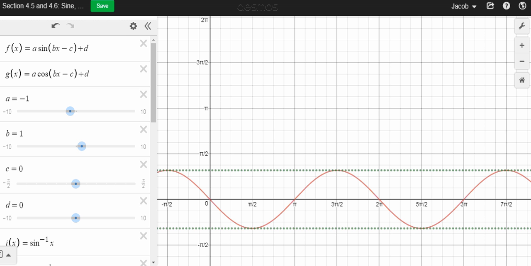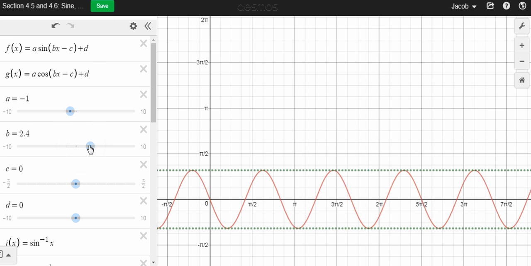Well, we've done translations. We've moved it up and down, right? We did the vertical translations by playing with D. We did the horizontal translations by playing with C. I've done vertical stretch and shrink. I haven't done horizontal stretch and shrink, right? So let's see what happens when I play with B. I made B bigger, it scrunched it up, right? So if I make it smaller, it'll make it fatter again.